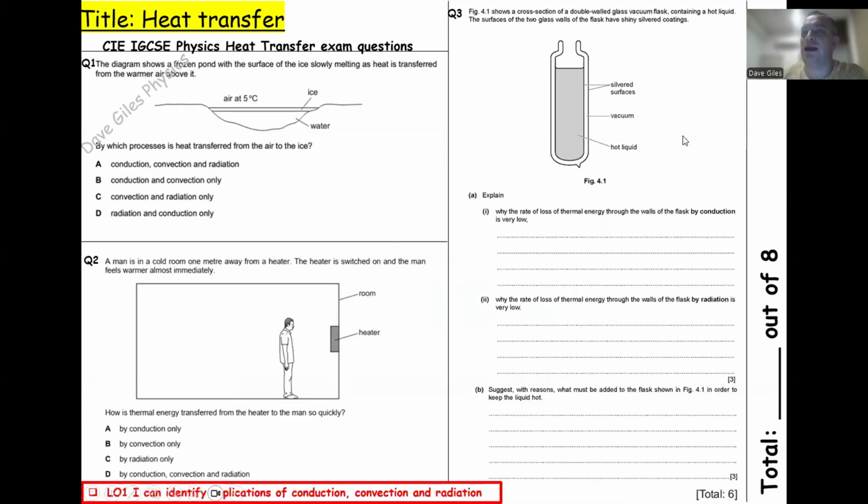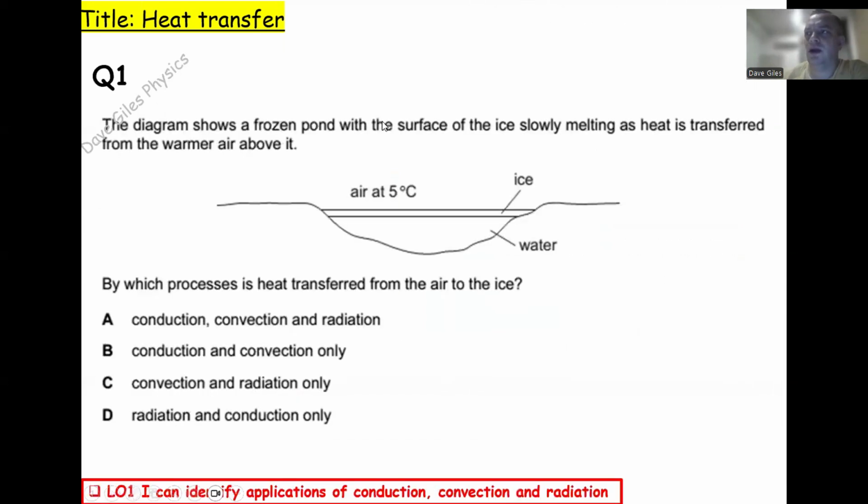Okay, so here are some heat transfer questions. I'll let you pause it and then have a go at the questions. Okay, the first one, which is a multiple choice from paper 2.